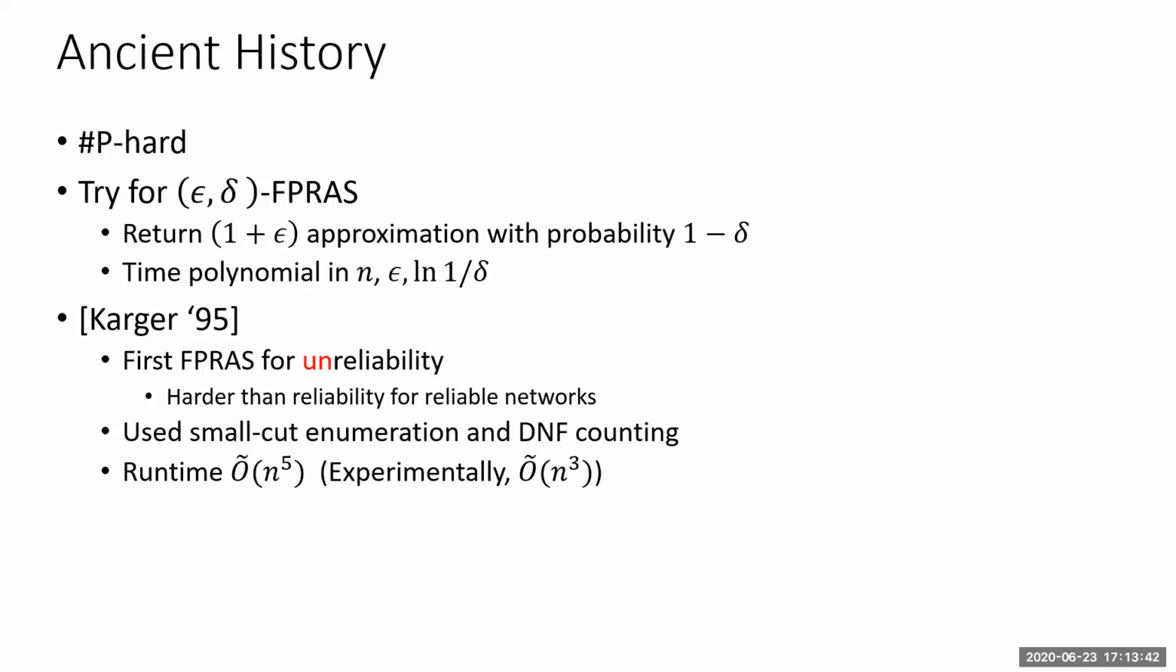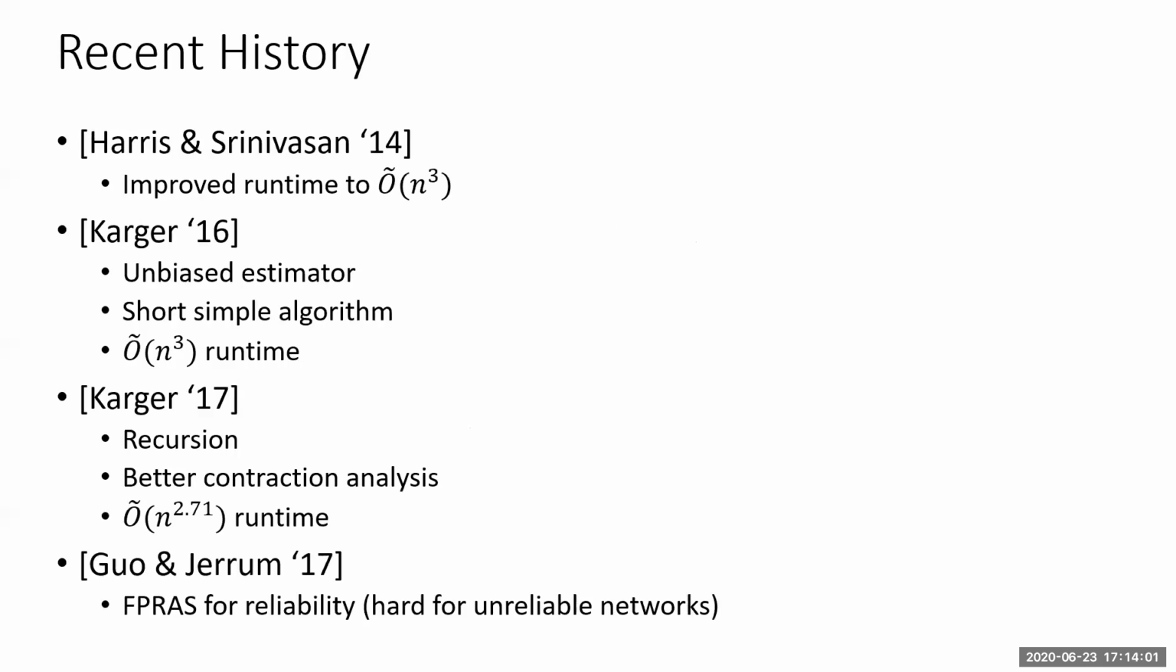So the ancient history of this problem is that it was one of the original #P problems. So we don't work on exact solutions for it, and instead we look for approximation schemes. I did the first one in 1995 for estimating the probability that the graph becomes disconnected, and it had a runtime of roughly n to the 5th. This problem lay fallow for about 20 years until Harris and Srinivasan came along with some really interesting observations that allowed them to improve the runtime to order n cubed. And those attracted me back to thinking about it.